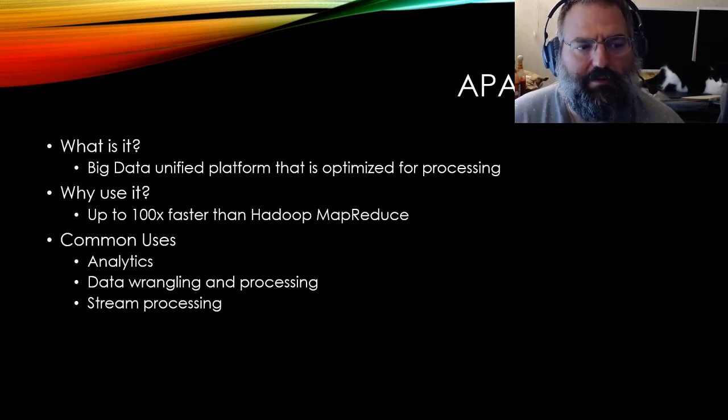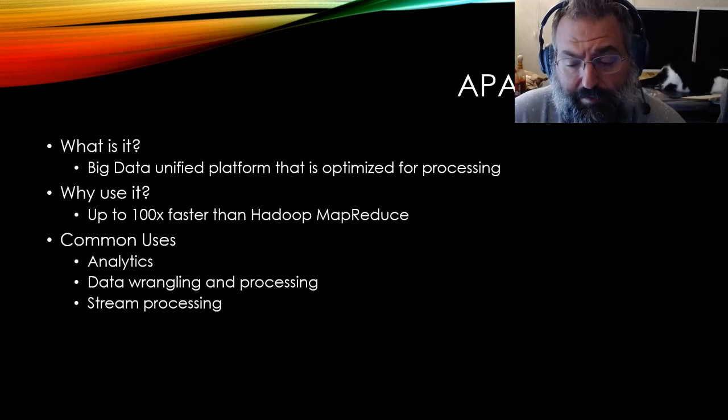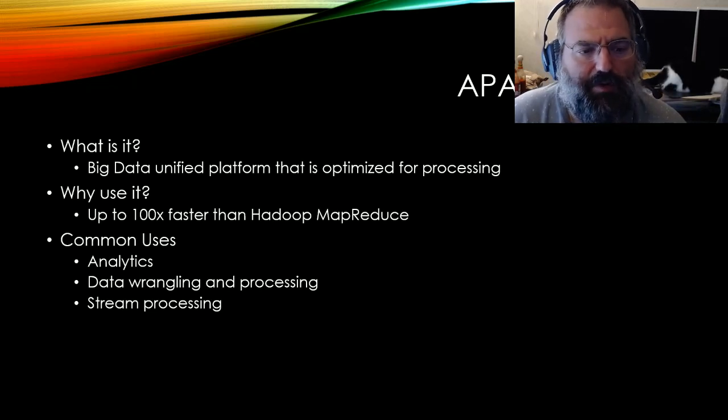So why would you use it? Well, it's up to 100 times faster than Hadoop's MapReduce. And that's not a typo, 100 times faster. The reason is that Spark is optimized for memory processing. If it can keep the data in memory across the cluster, that's when you see that 100 times speedup. If it has to spill to disk, which it can handle since it's not memory-only processing, it's still going to be significantly faster than MapReduce, at least 10 times faster, so at least one order of magnitude.